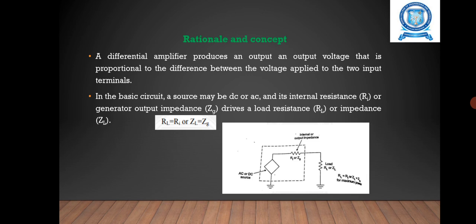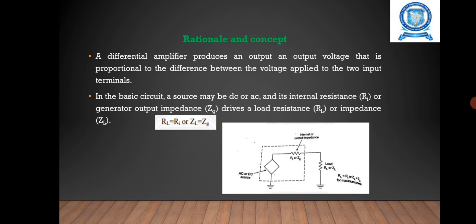Next one, the rationale and concept. Here the maximum power transfer theorem says that it transfers the maximum amount of power from a source to the load, as shown in the circuit diagram. Then the load impedance should match the source impedance in the basic circuits. That means a source, which may be DC or AC, and its internal resistance Ri or generator output impedance drives a load resistance or impedance ZL.